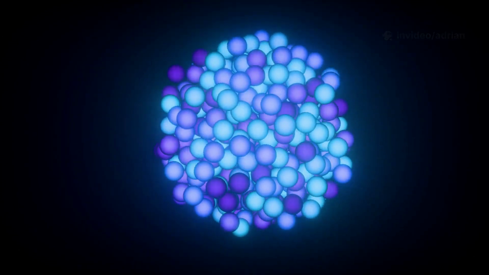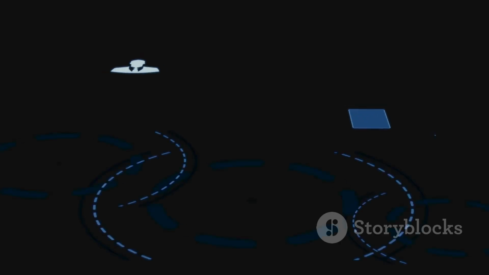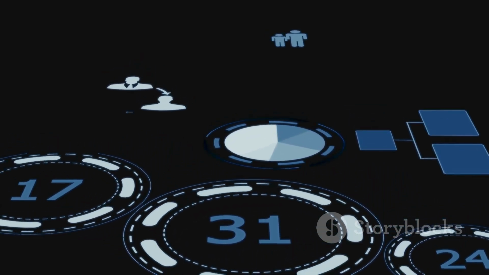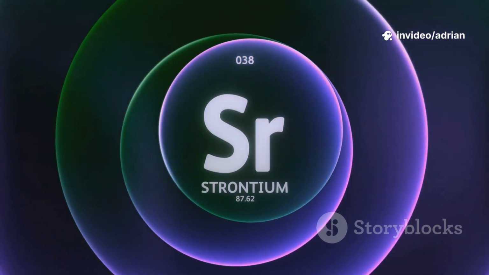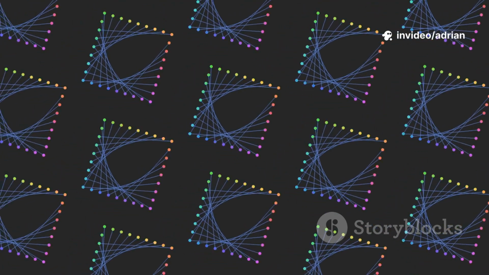The answer is all about patterns. Scientists call it the La-Ac versus Lu-Ac debate. Let's solve this chemistry mystery together. Let's go. Getting the pattern just right matters.